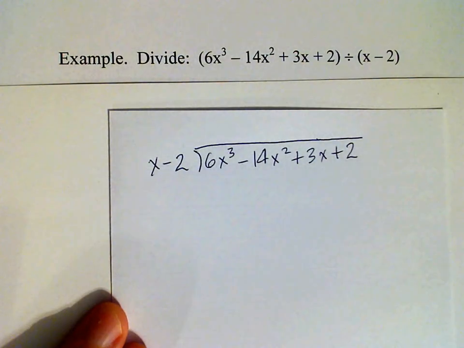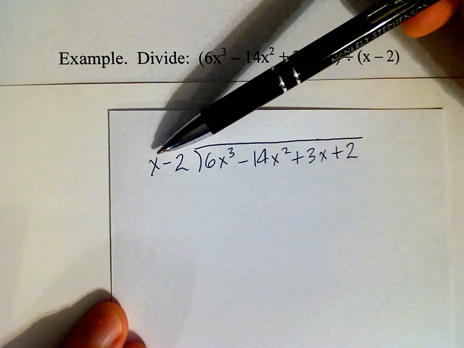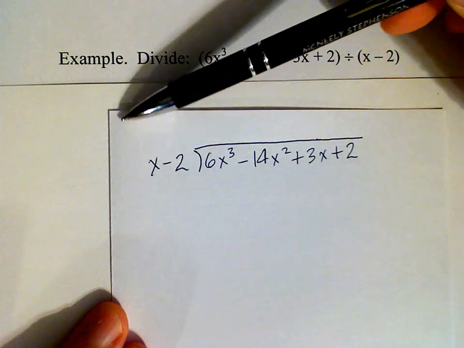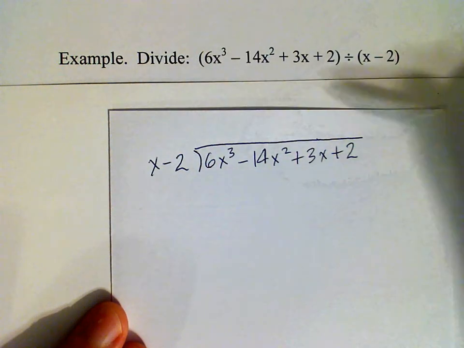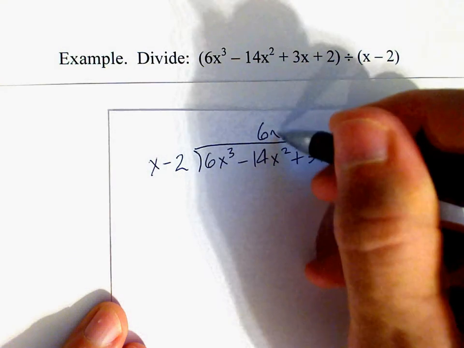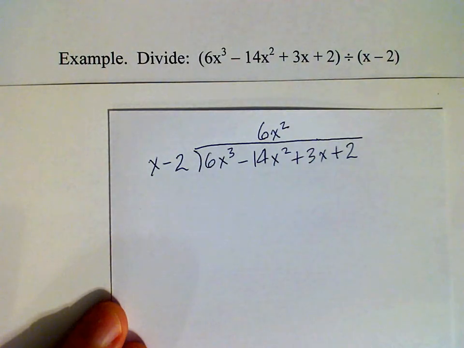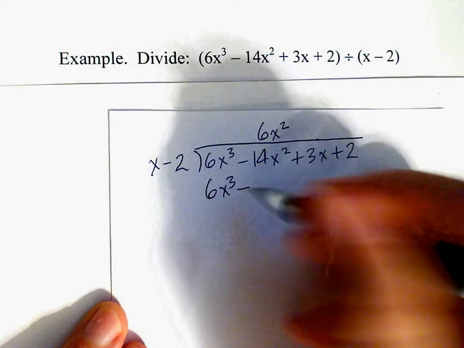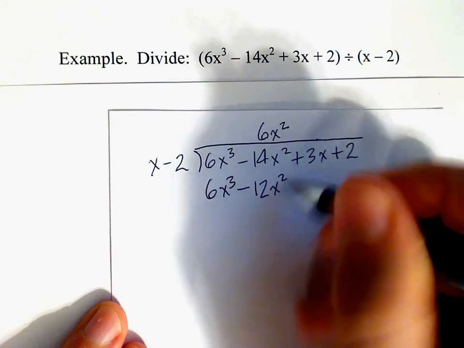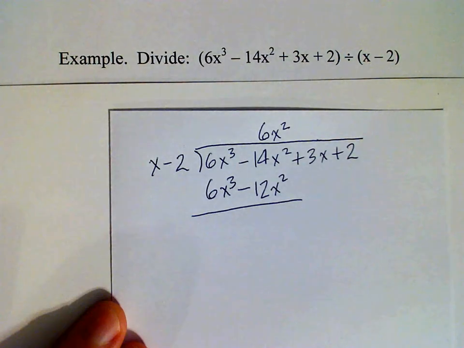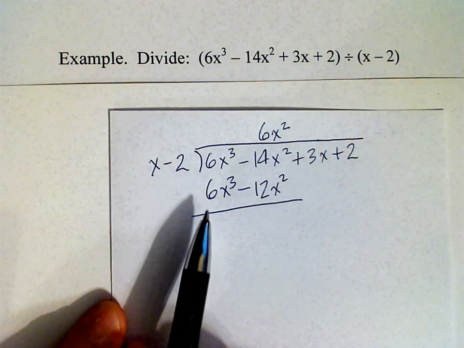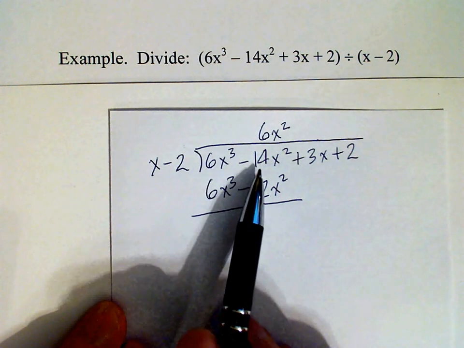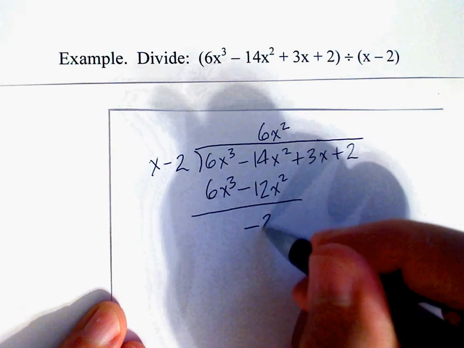Okay, so again we start by asking ourselves how many times does x go into 6x cubed, or in other words, what must I multiply x by in order to get 6x cubed? And of course that would be 6x squared, wouldn't it? Okay, then we multiply out the partial quotient by the divisor. We get 6x cubed minus 12x squared. Okay, and then subtract. 6x cubed from 6x cubed leaves nothing. And a negative 12x squared from a negative 14x squared is a negative 2x squared.